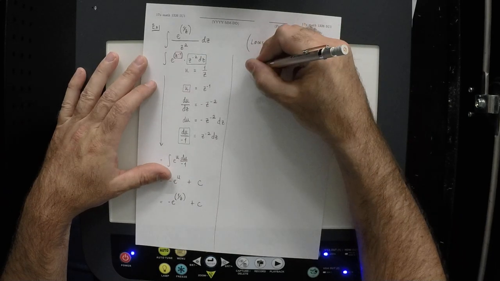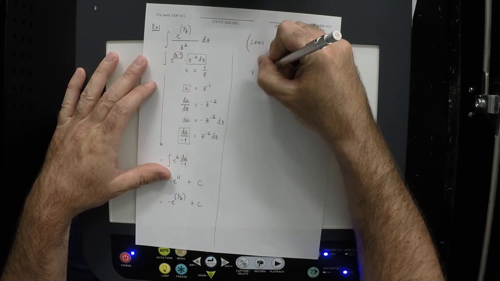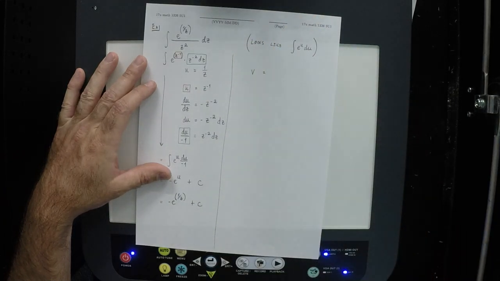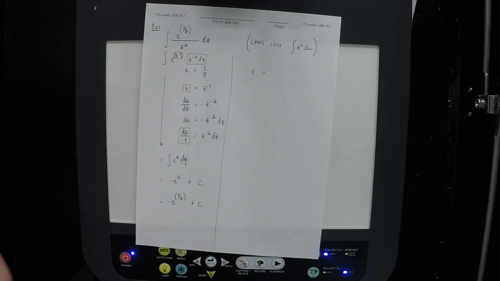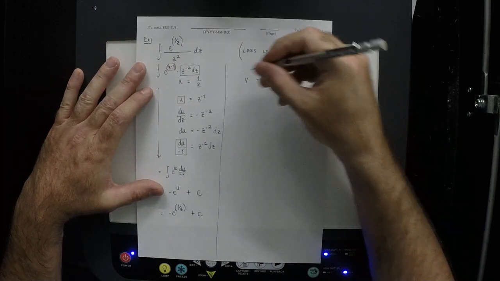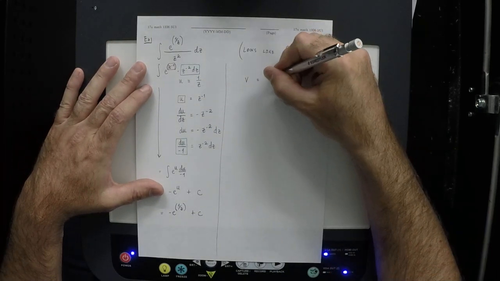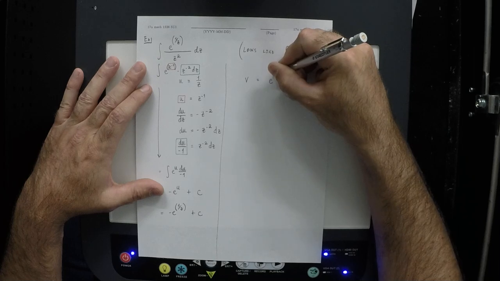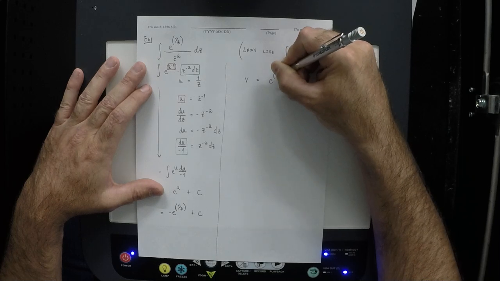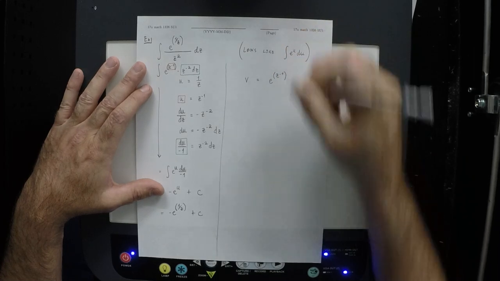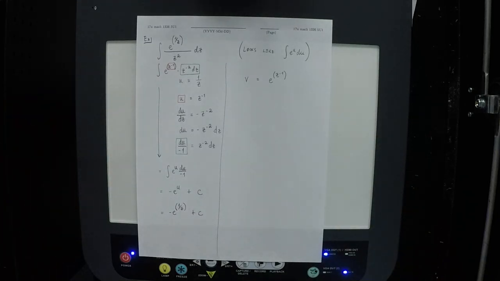What if I just say, okay, I'm going to try v, and I'm writing v because I've already used up u. So I'll try v. Maybe v is the exponential thing. Maybe v will be exponential of z to negative 1. I don't know. Maybe it will be. If that's the case, how can I confirm or deny that that will work?